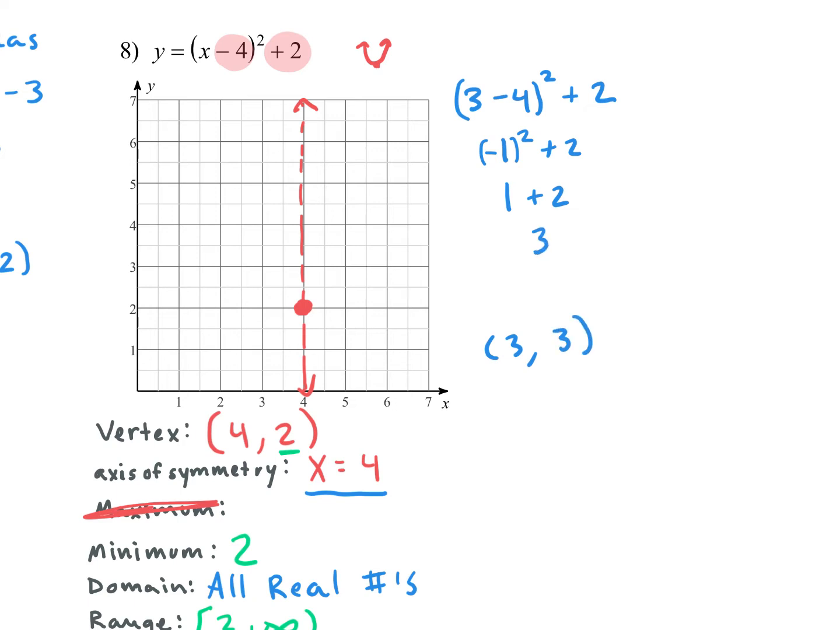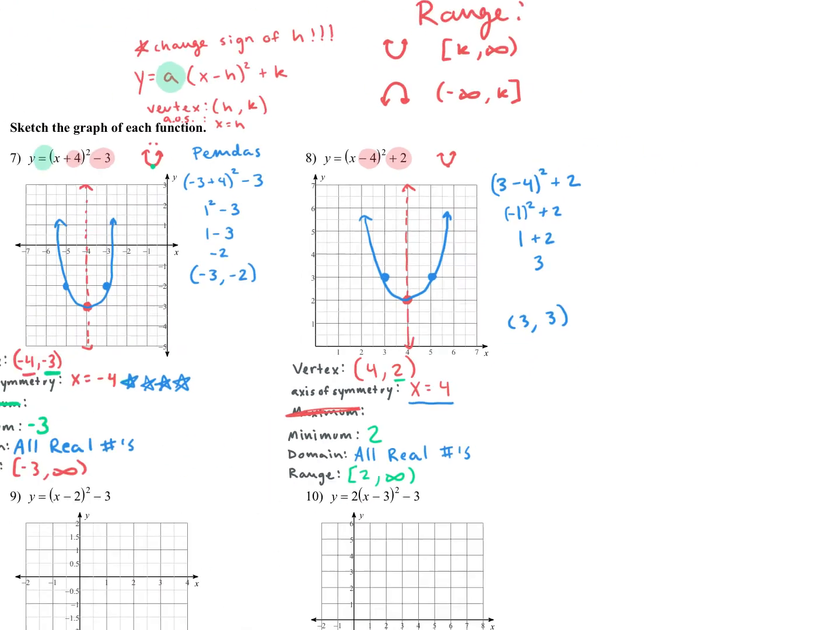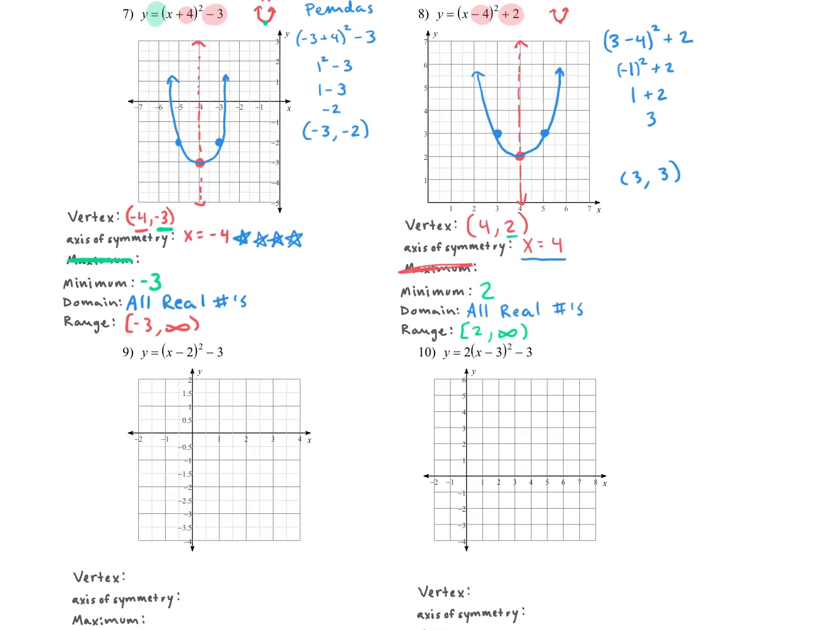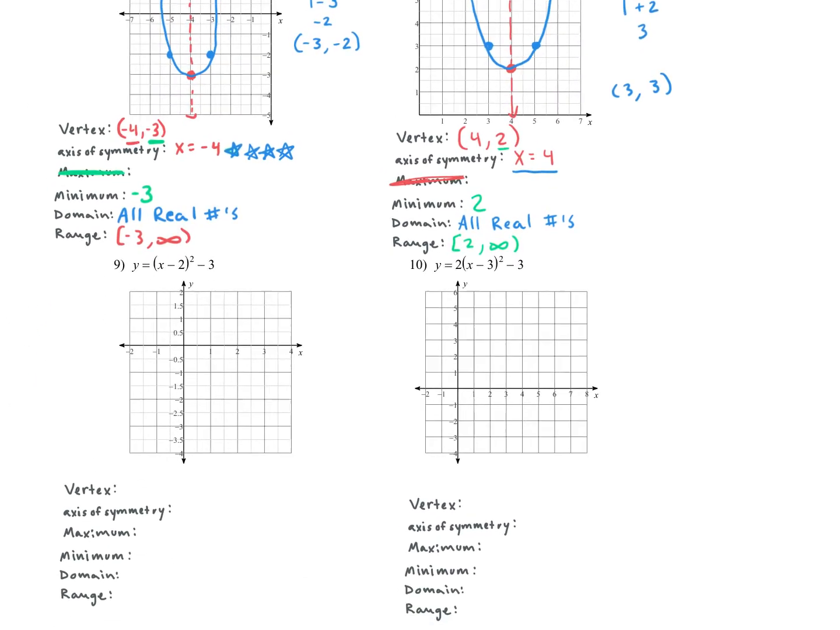So I'm going to go right 3, up 3. There's my second point. Where's my third point going to be? Same thing, but on the opposite side. And then once you have 3 points, you can draw your parabola. Any questions? All right, I'm going to skip 9 and let's go to 10.